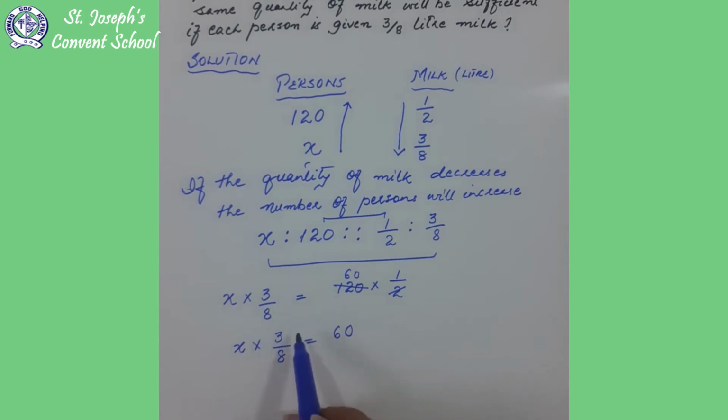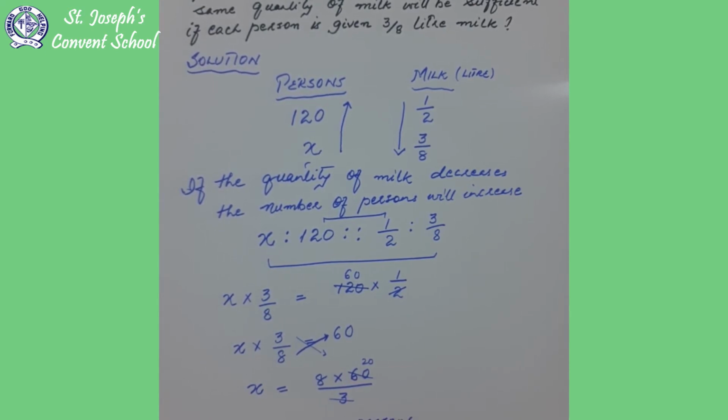Now what we'll do, we'll cross multiply 3 here and 8 there. So x equals, this will go in that direction and 3 will come in the denominator. So 8 into 60 divided by 3. So divide, 3 ones are 3, 20s are, and 8 into 20 is 160. Now what is 160? X is persons. So you will write 160 persons.